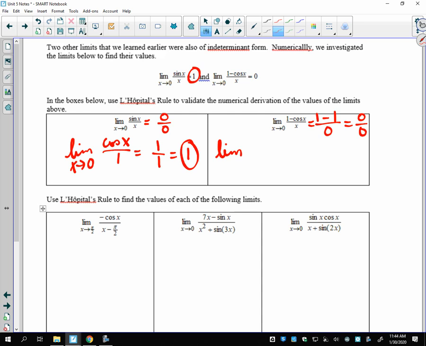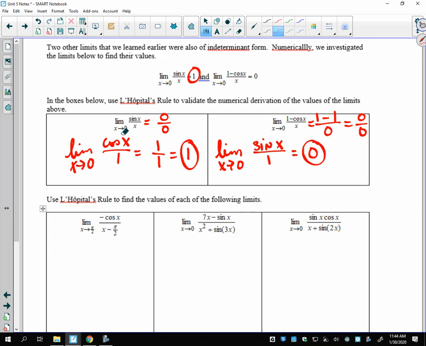So L'Hopital applies. And the derivative of cosine is negative sine, so that negative becomes positive sine of x, right? The derivative of 1 is 0, and sine of 0 is 0. So once you know L'Hopital, you can do these.